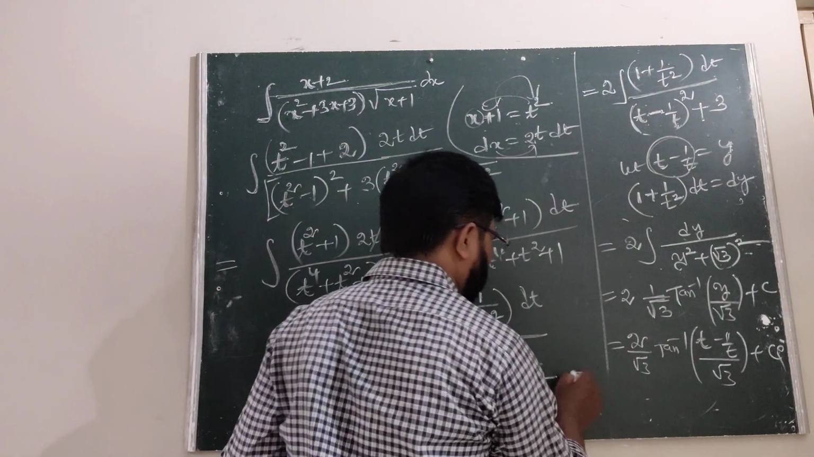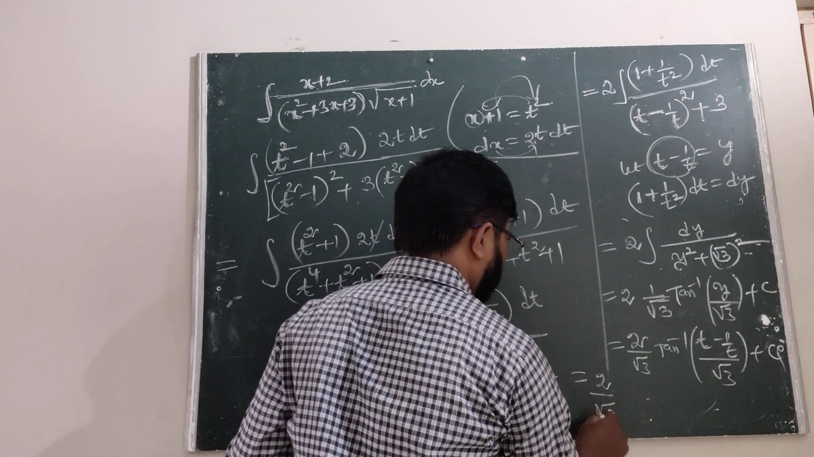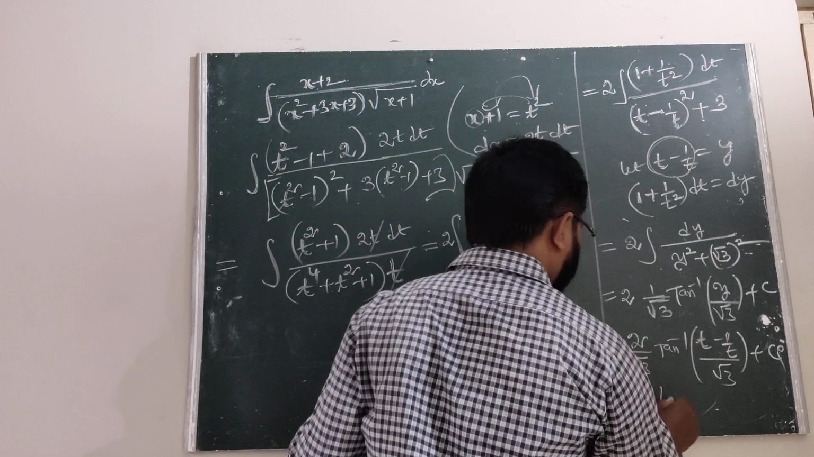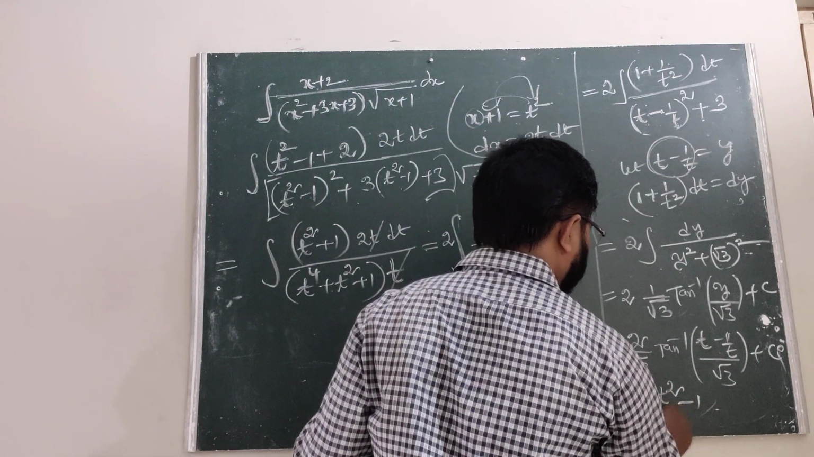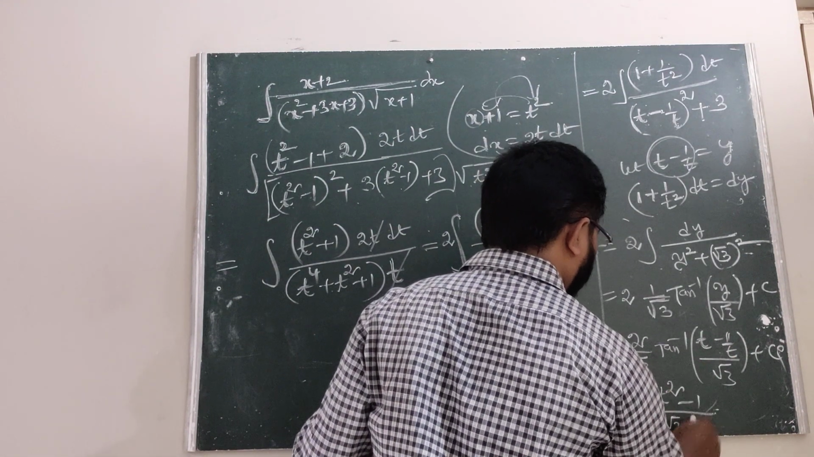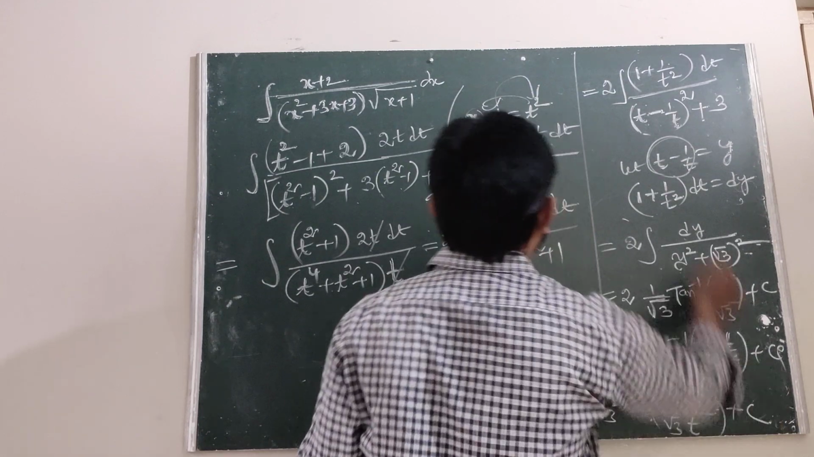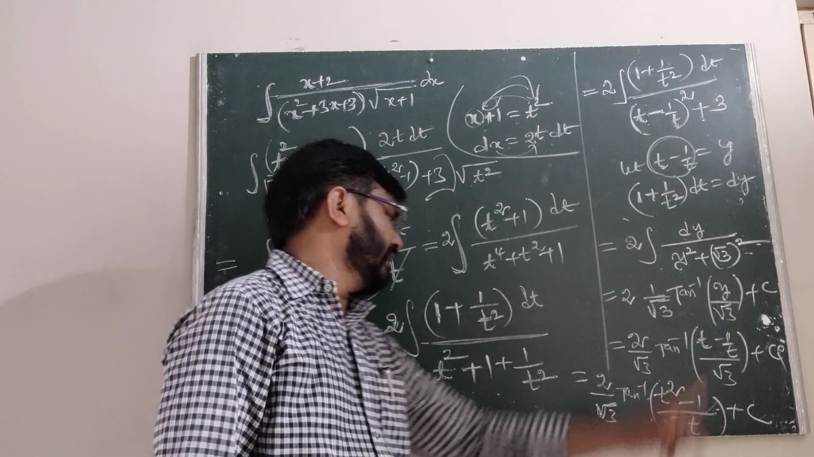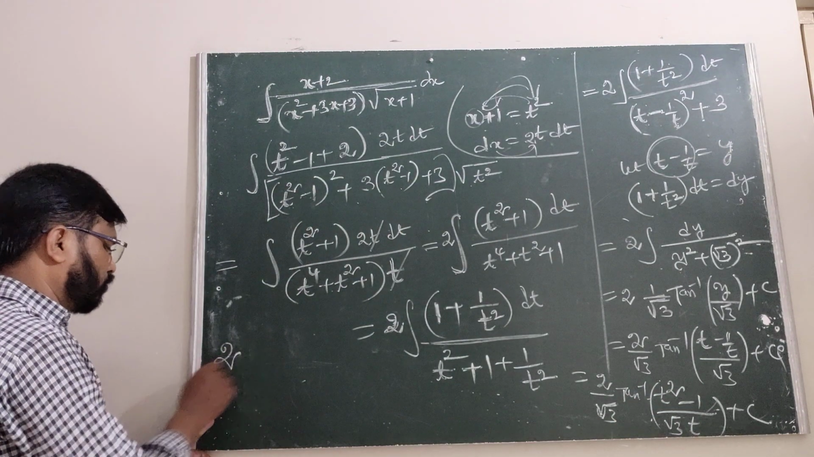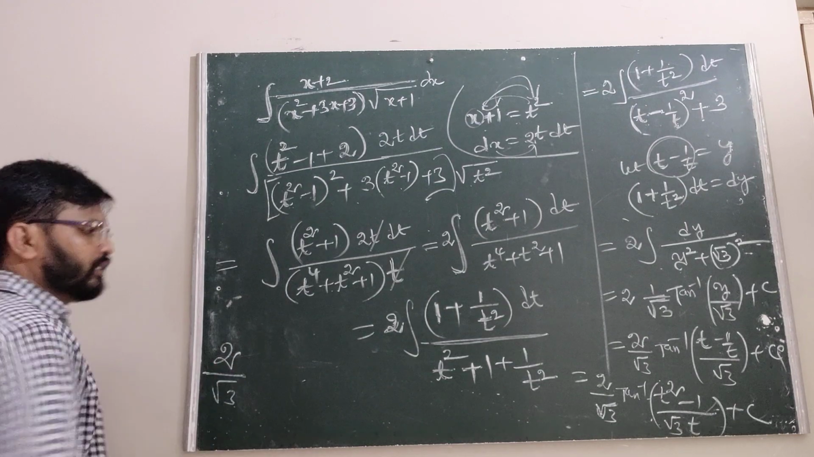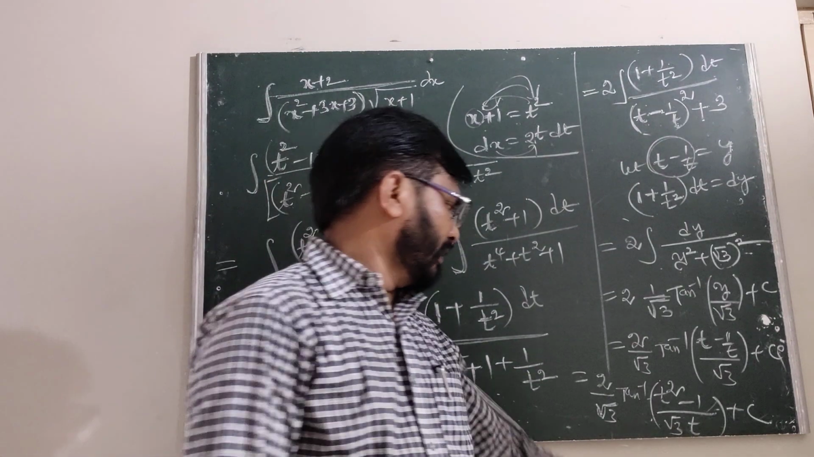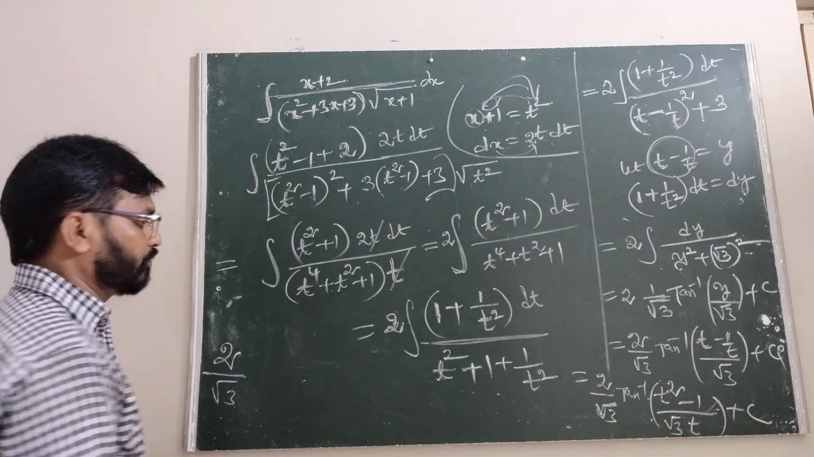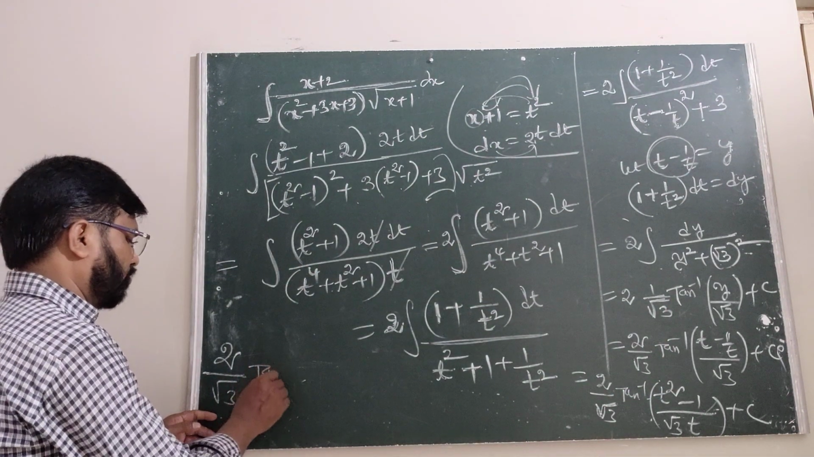Finally you can write this as 2 by root 3 tan inverse of t square minus 1 upon root 3 into t plus c, where t square is x plus 1. You can write here x plus 1 minus 1. Finally we got 2 by root 3, and in t square, the 1 and minus 1 cancel, giving x.